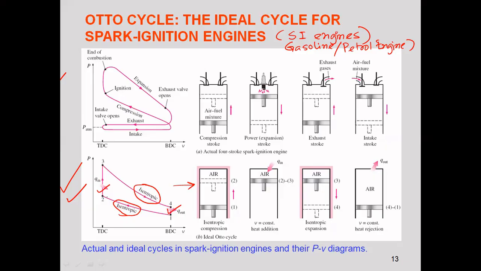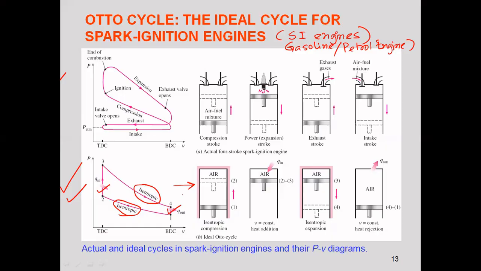Constant entropy process 1 to 2 is called isentropic compression. 2 to 3 is constant volume heat addition. Now you have to understand the meaning of that. You see that from 2 to 3, what is happening in the PV diagram? The pressure is increasing. Now in a constant volume process, how can pressure increase? If I increase the temperature, then the pressure can increase.